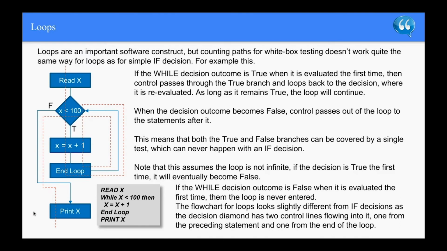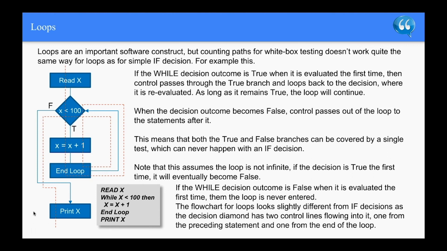So what about loops? Loops are an important software construct, but counting paths for white box testing doesn't work quite the same way for loops as for simple if decisions. For example, if the while decision outcome is true when it's evaluated the first time, then control passes through the true branch and loops back to the decision, where it is re-evaluated. As long as it remains true, the loop will continue. When the decision outcome becomes false, control passes out of the loop to the statement after it.